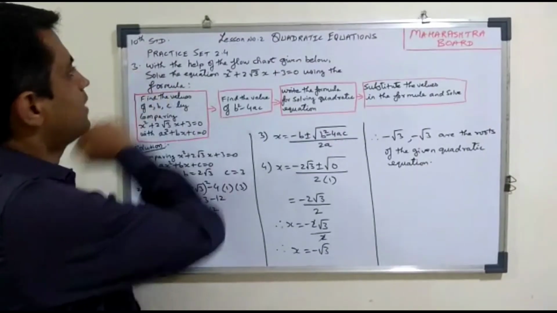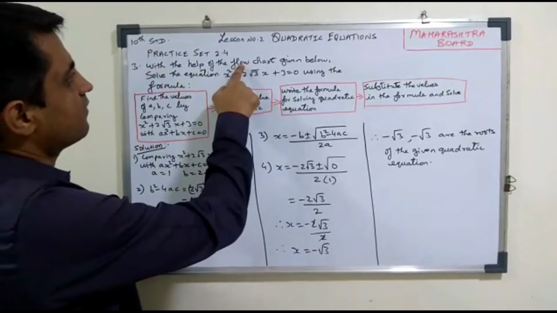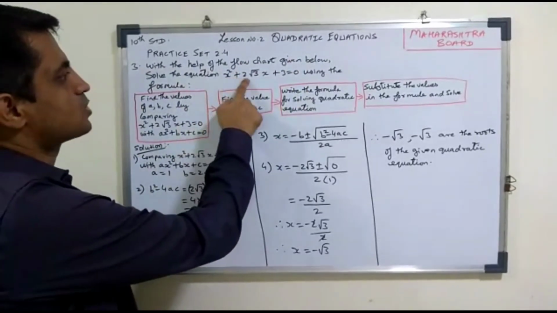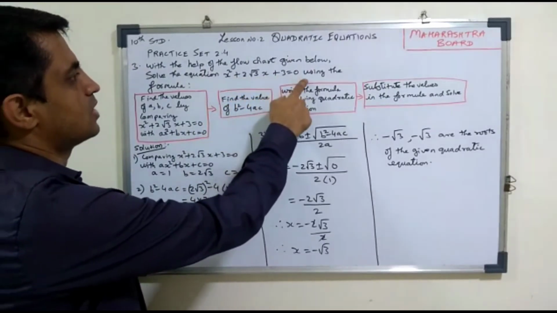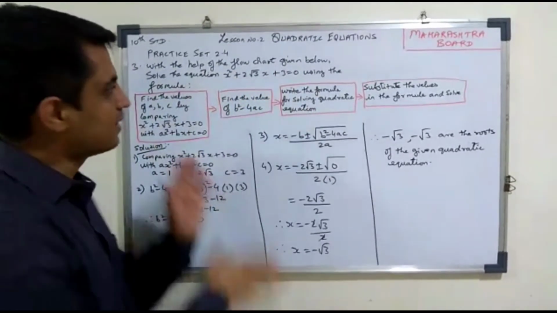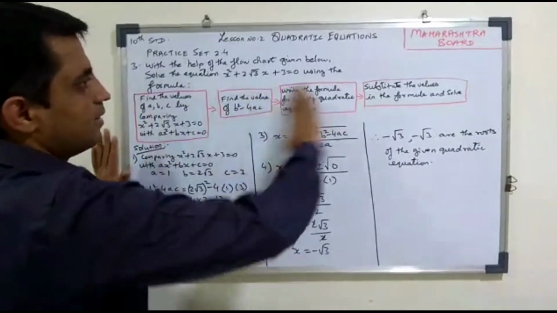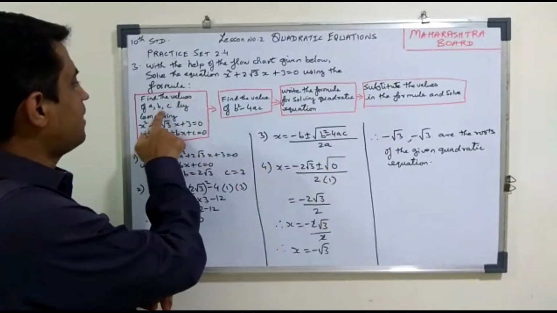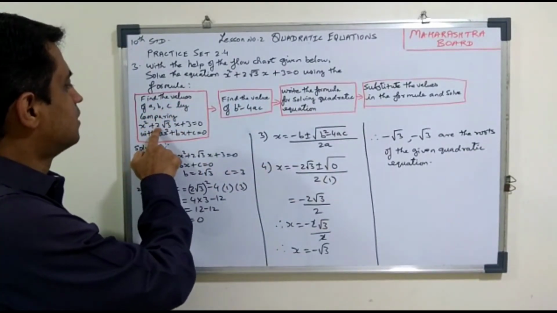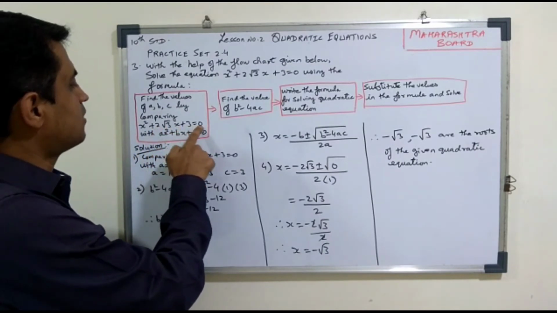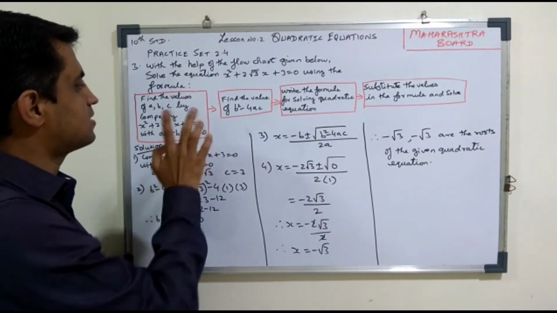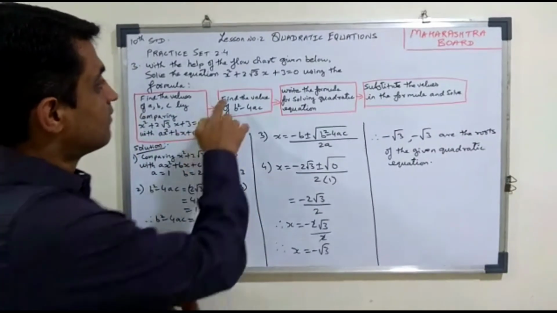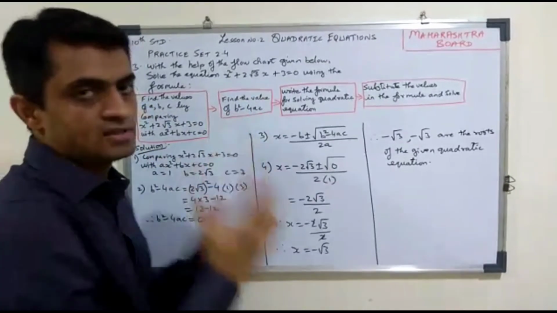Now question number 3. With the help of the flow chart given below, solve the equation x square plus 2 root 3x plus 3 is equal to 0 using formula. Now method is same using formula, but they have written all the things that are required. So they require: find the value of a, b, c by comparing x square plus 2 root 3x plus 3 is equal to 0 with ax square plus bx plus c is equal to 0. And that we do normally. But then also they have specified. Find the value of b square minus 4ac. This also we do every time.